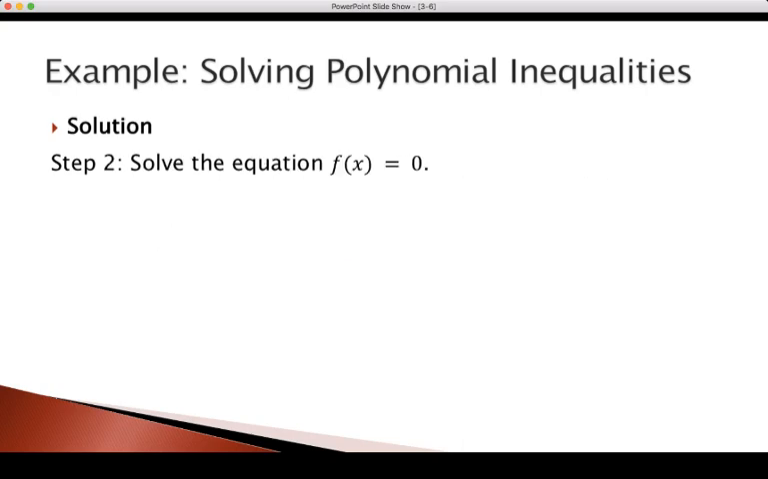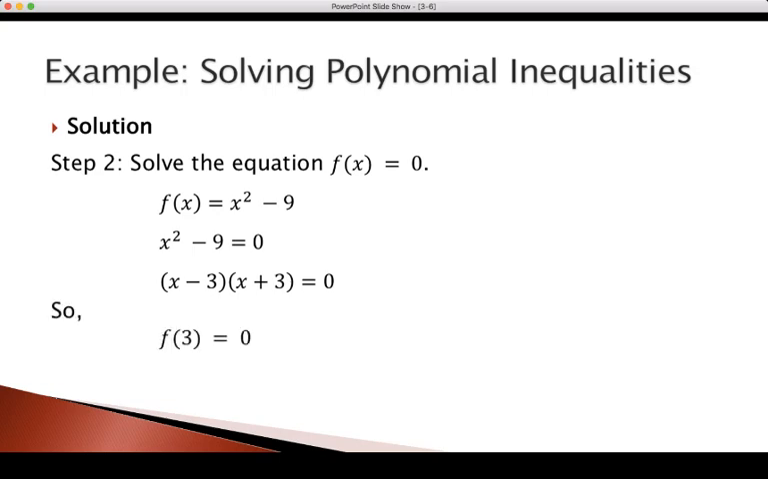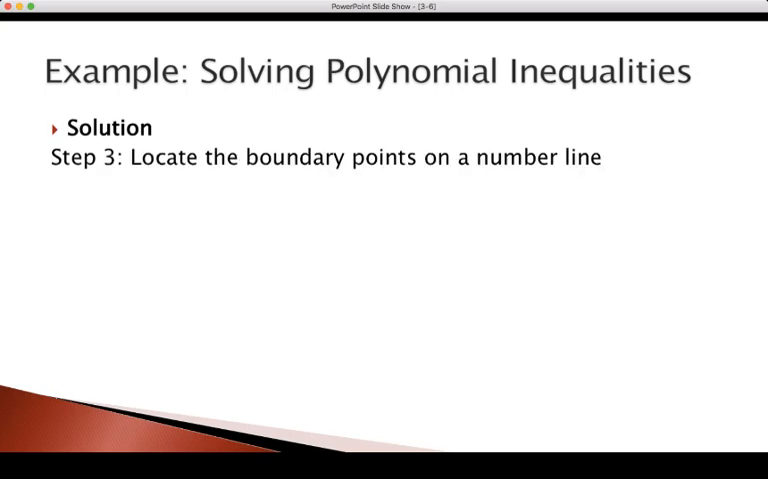Step 2, we need to solve the equation f of x is equal to 0. Remember, our f of x is now x squared minus 9. So we need to set this equal to 0 and then solve. So to do that, let's factor this into x minus 3 and x plus 3 equal to 0. And this tells us that to make f of x equal to 0, x must equal 3 or x must equal negative 3. So in short, these are our boundary points. X is equal to negative 3 and x is equal to 3.